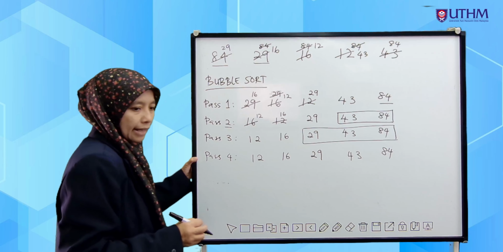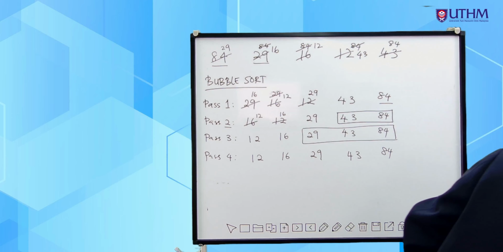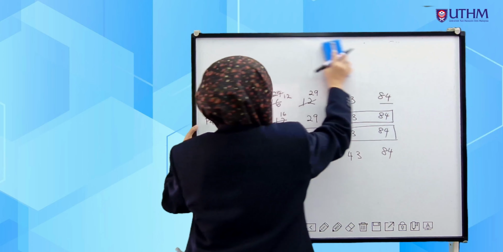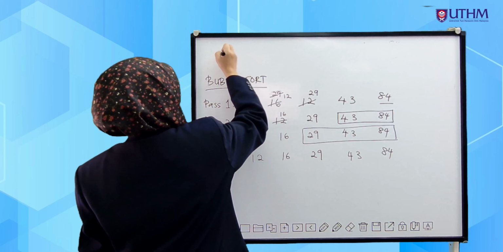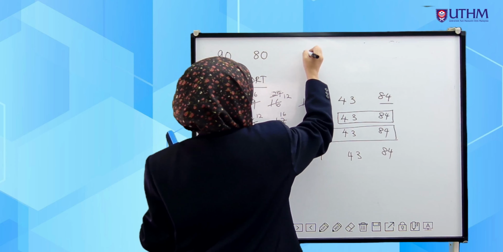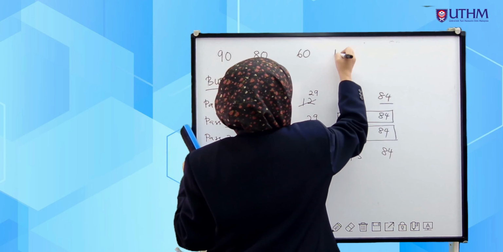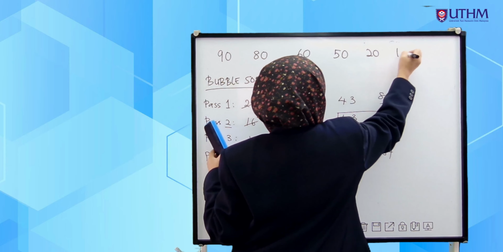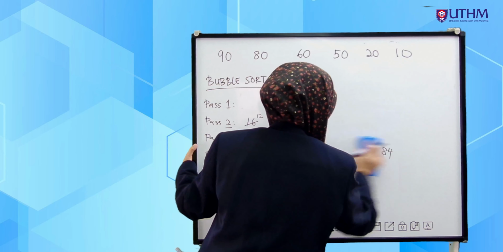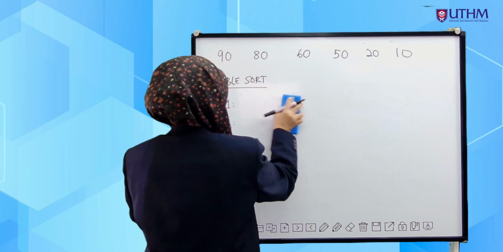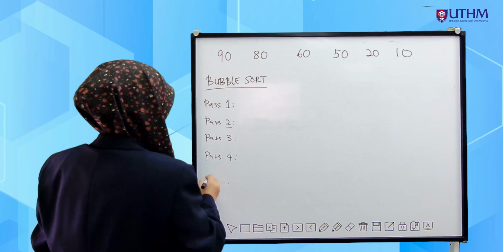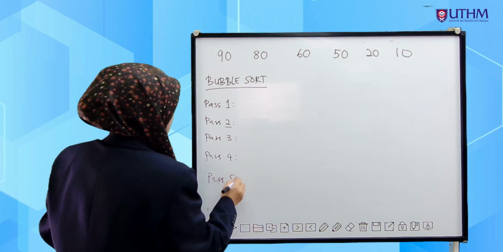Okay, let us try another example. Now let's say we have 90, 80, then we have 60, 50, 20, and 10. So, looking at this example, we know that we are going to have six values, meaning that we have 5 passes.